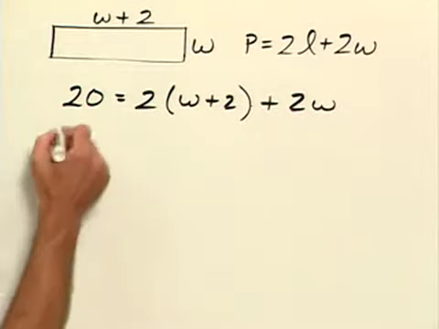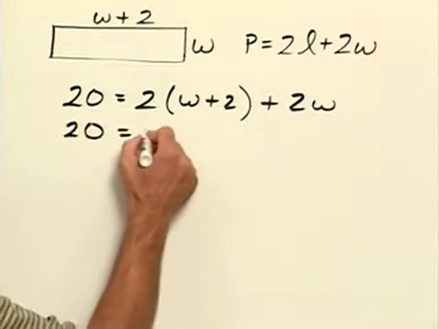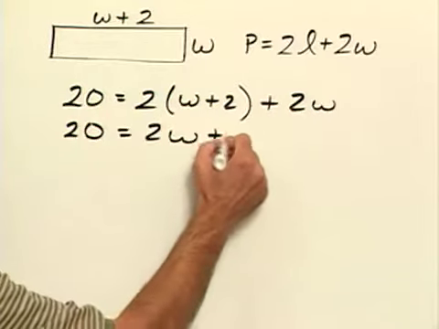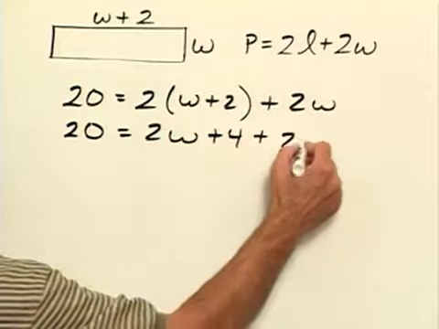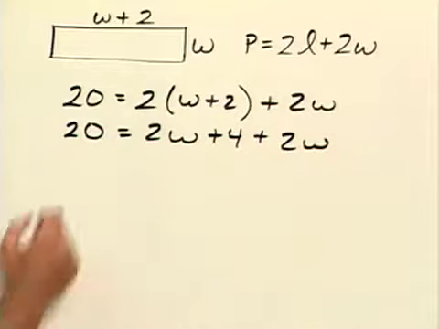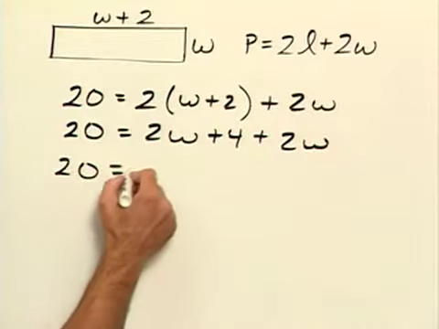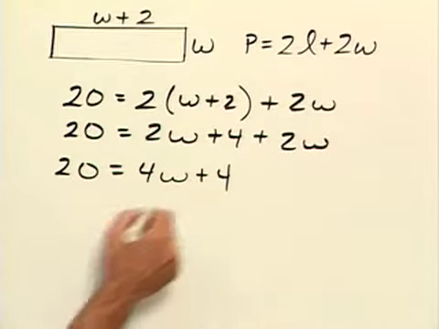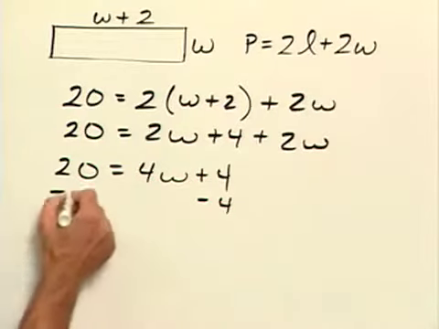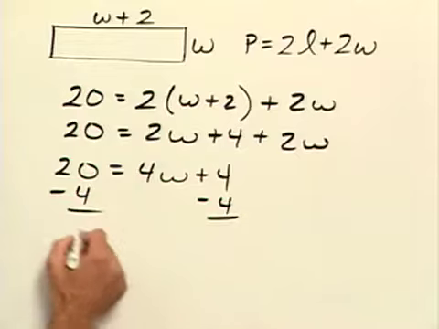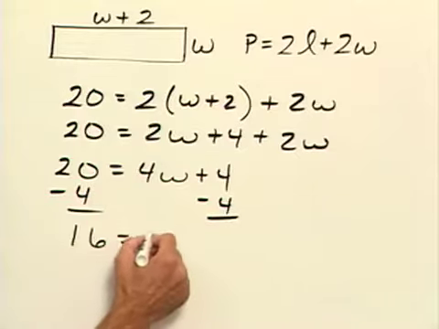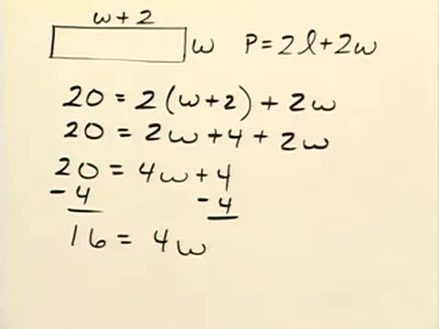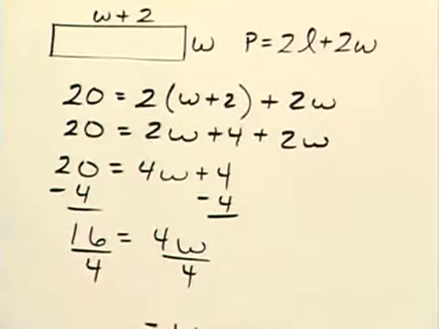So let's distribute and get 20 equals 2W plus 4 plus 2W. Now let's combine our like terms and get 20 equals 4W plus 4. Then let's subtract 4 from both sides and get 16 equals 4W. And now let's divide both sides by 4, and we get W equals 4.